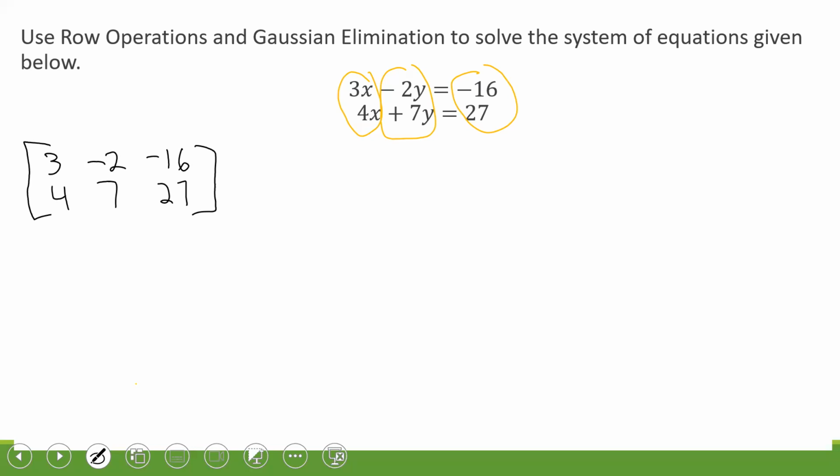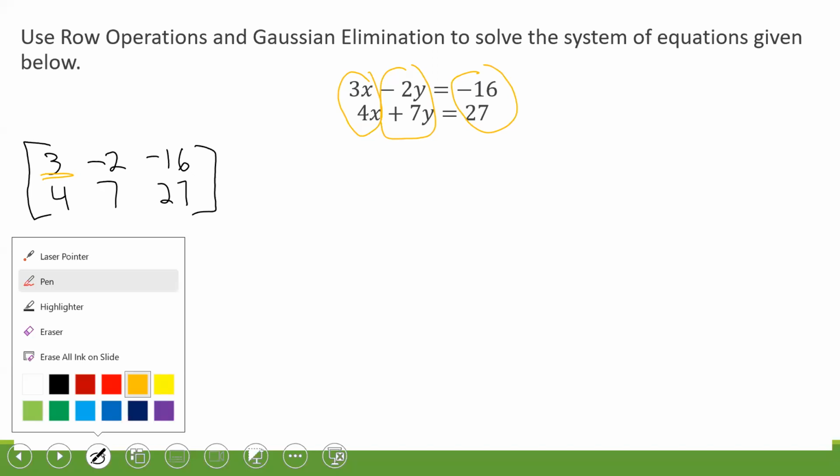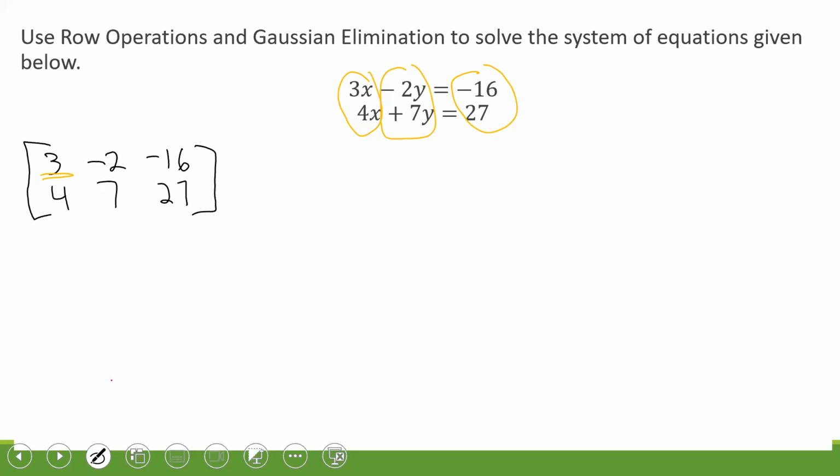My first step then is to focus on this upper left most entry, so the first entry in the first row, and I want to change that entry into a 1. And in order to change it into 1, I have to think, what could I multiply by to change 3 into 1? And the answer is 1/3. And so what I'm going to do is multiply every entry in that first row by 1/3.